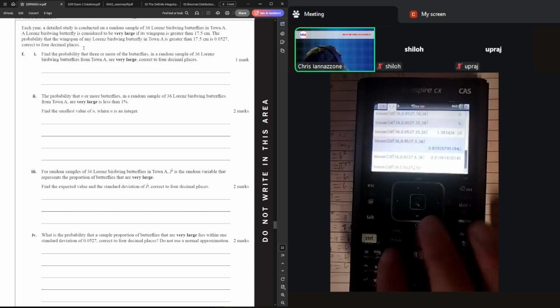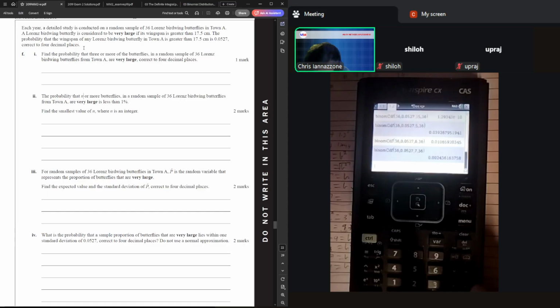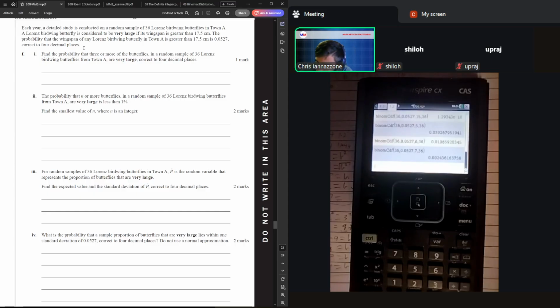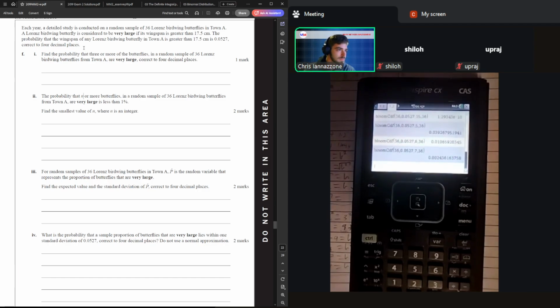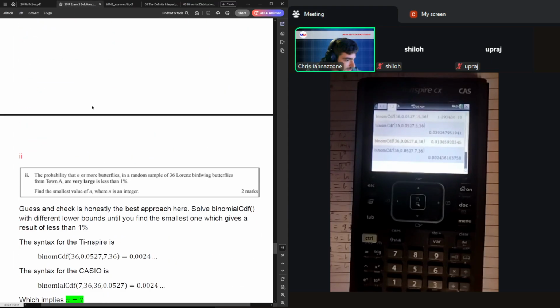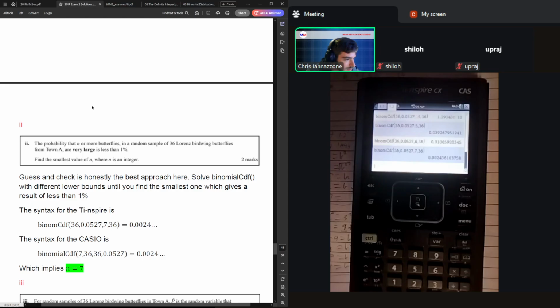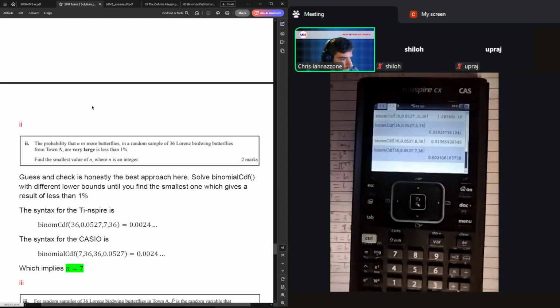And so, I already know at this point it's going to be 7 now, because you want to be less than 1%. But just to sort of show you, you want to be just below 1%, or at least as close to it as you can. And so, yeah, that's going to get you your n, or I guess in the binomial term it's your x, is going to be 7, the lower bound of it. So guess and check is the way to go there.